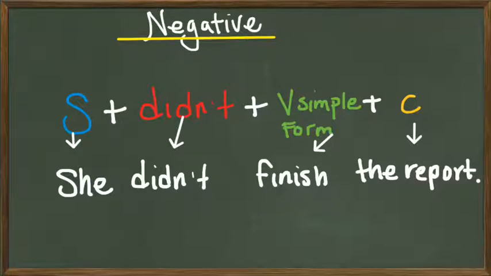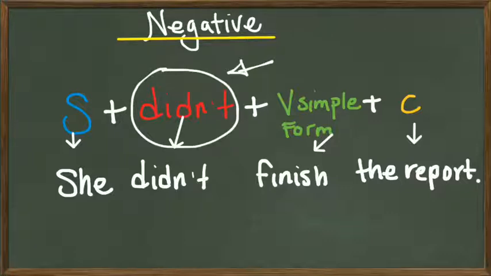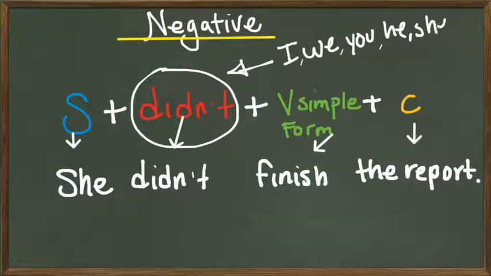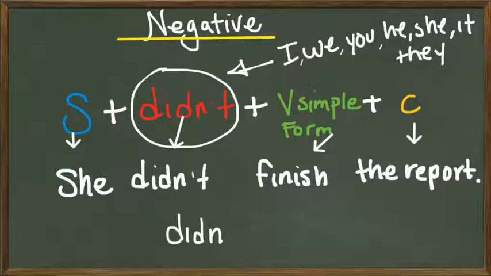Okay, now let's look at the negative form. The formula is quite simple. We have the subject, we have the auxiliary didn't. It is very important to remember that didn't doesn't change for the first or third person. We have to use it for I, we, you, he, she, it, or they, and it never changes. Remember that didn't means did not.